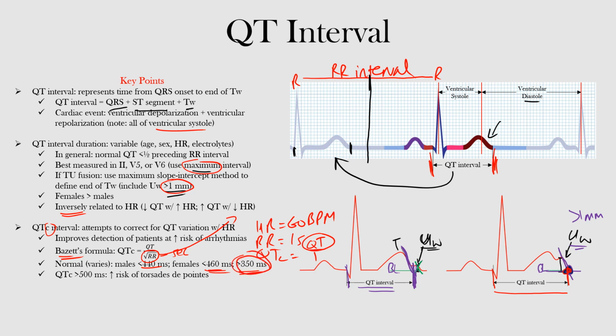And remember 500 as that number: if the QTc interval goes above 500 milliseconds, these patients are at risk of developing torsades de pointes, which is a life-threatening ventricular arrhythmia. Well, that's the end of this lecture. We discussed the QT interval, specifically what it represents, how to calculate it, and how it should normally appear on the EKG. I hope you learned something.